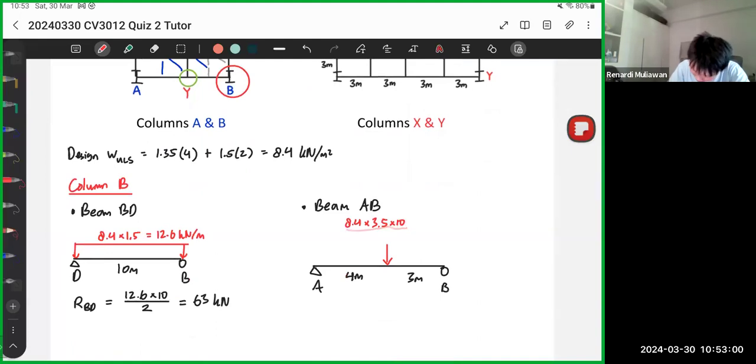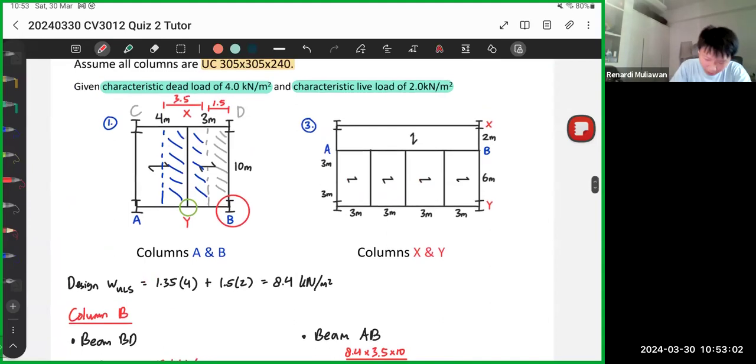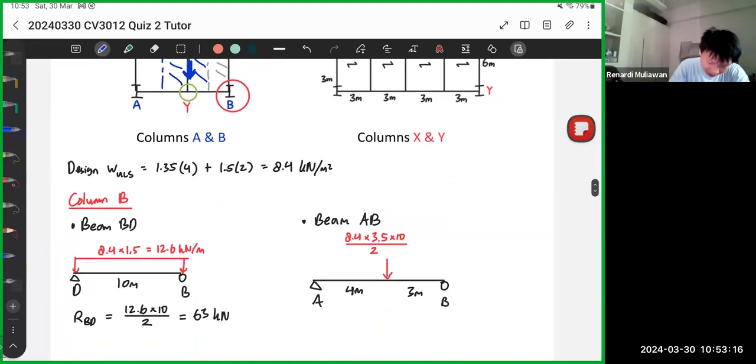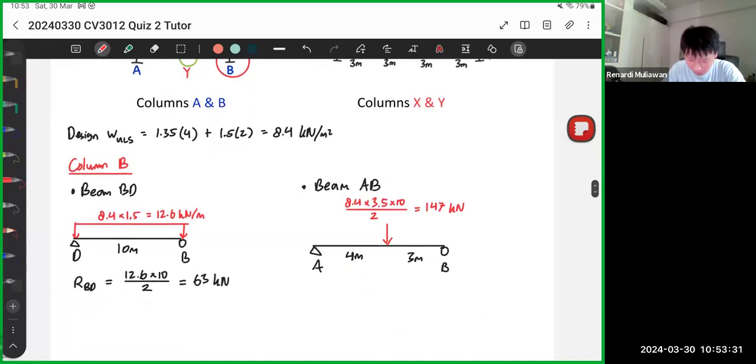divided by 2. Why do we divide by 2? Because the loading, right? This blue area will be split in 2, going to X and going to Y. Again, this is just a recap. So what's the value? 8.4 times 3.5 times 10 divided by 2. You get 147 kilonewtons. Yeah, I think that should be correct. Looks correct.